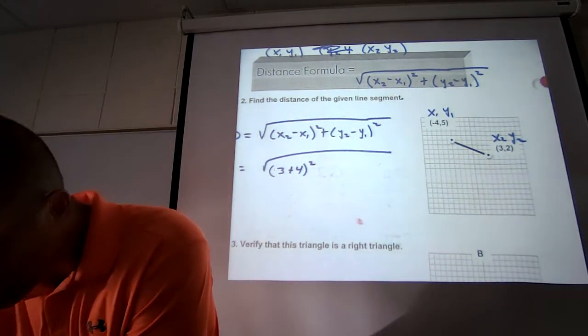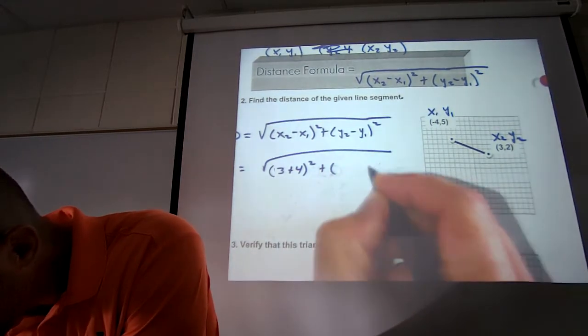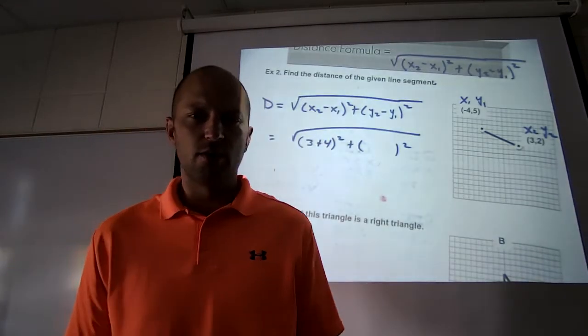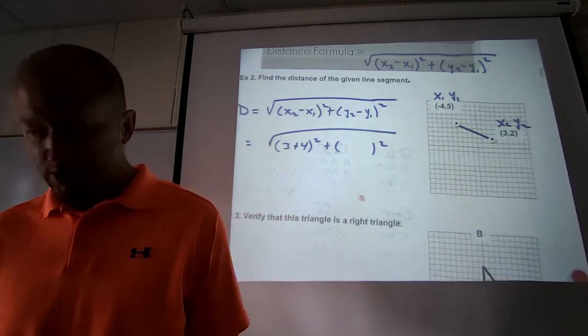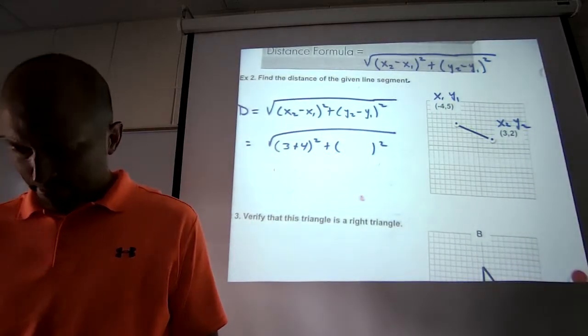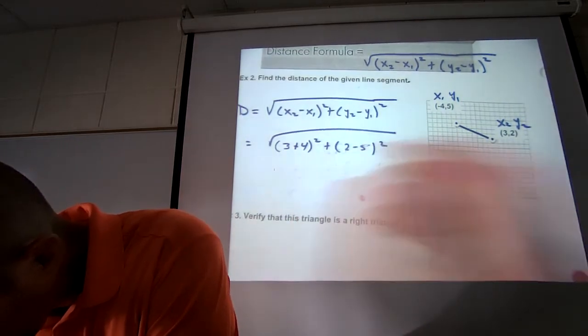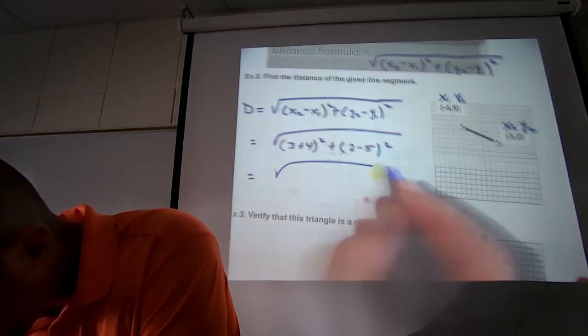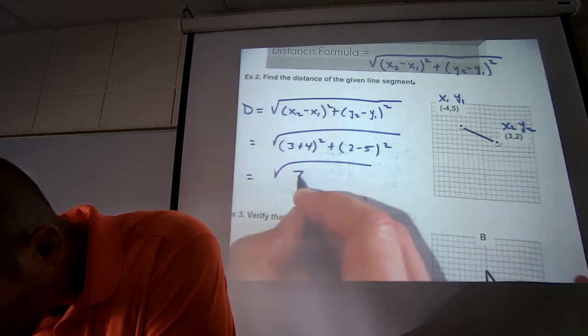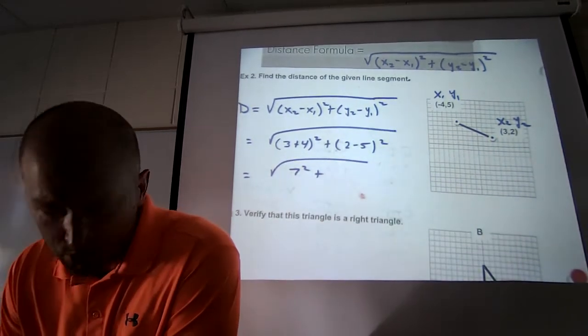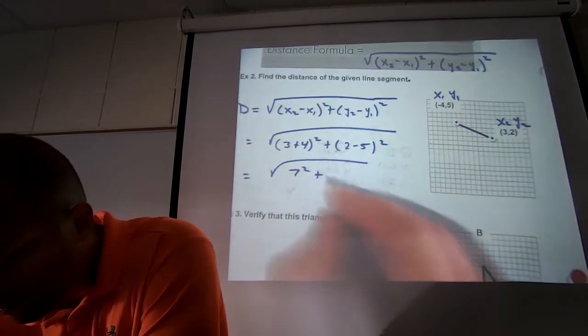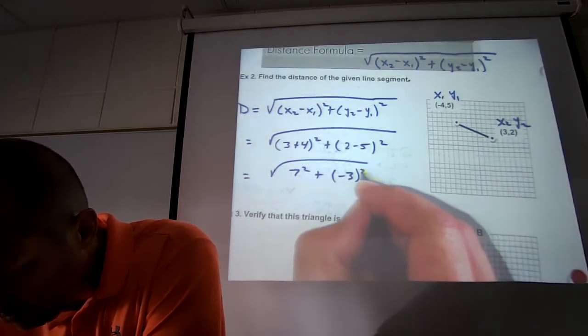Yeah? All right. Y's. Dylan Turner, what's the Y's? Give me the Y values, dude. 2 minus 5. 2 minus 5. Good. All right, we do a little simplifying. 3 plus 4 is 7 squared. 2 minus 5, we know is negative 3 squared.